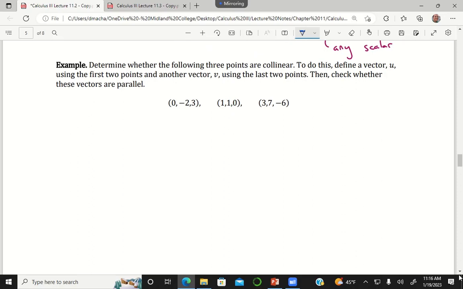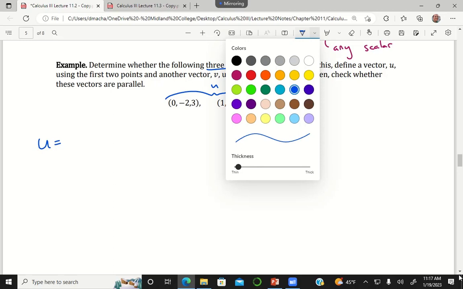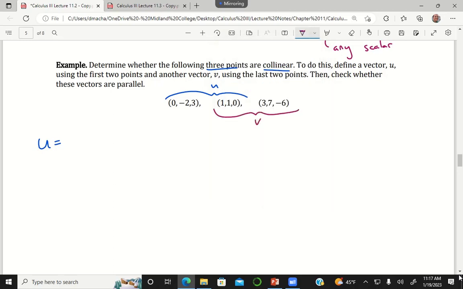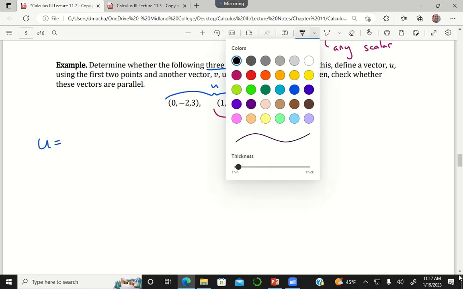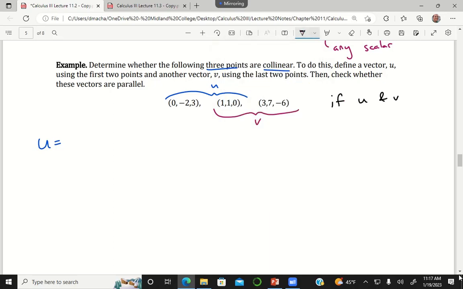Let's have this problem. Determine whether the following 3 points are collinear. So the same problem as we had before. But this time, what we're going to do is define a vector u using the first 2 points, and another vector v using the last 2 points. And then we're going to check whether these vectors are parallel. It turns out that if u and v are parallel, then these points are collinear.